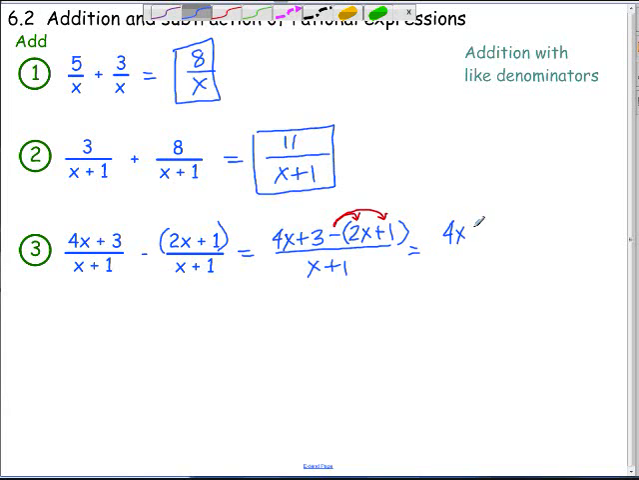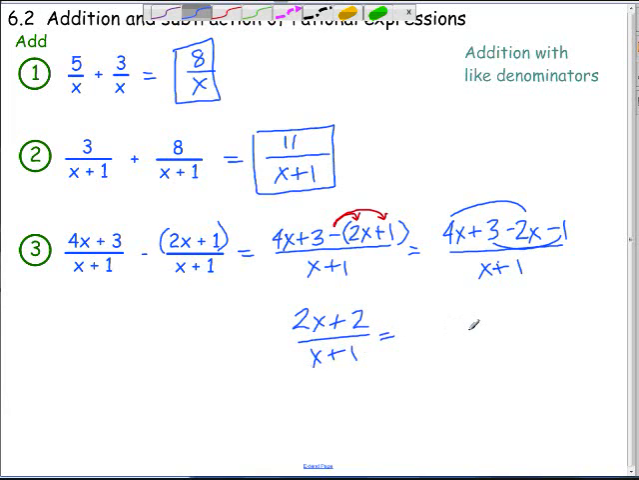So we got 4x plus 3, and when we distribute a negative to a positive 2x, we distribute a negative to a positive 1, plus 1. I think, yeah, we have got like terms here, so that will be 2x. And we've got like terms here, so that will be plus 2 over x plus 1. Now, you're not finished yet.